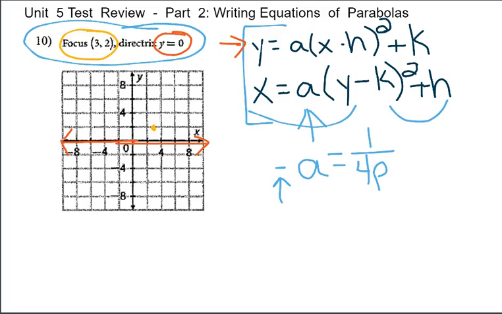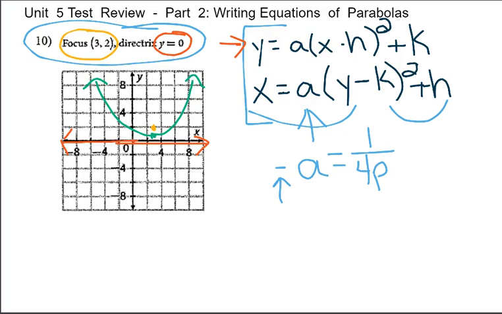So in order to write my equation, I have to have the vertex. The vertex is always halfway between the focus and the directrix. So my vertex must be right here. Since my parabola is going to go away from the directrix and around the focus, I know my parabola is going to be going something like this. So now I have enough information to be able to write my equation.